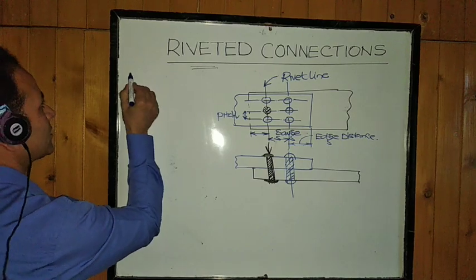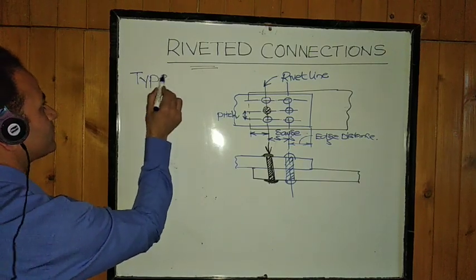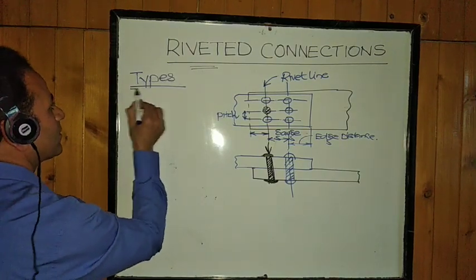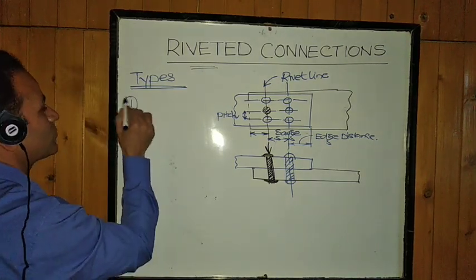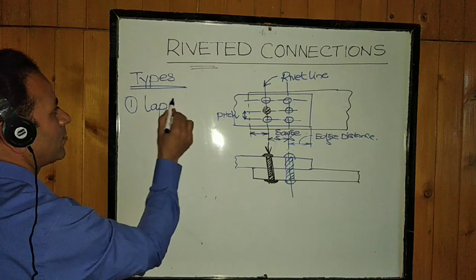So after this we come to the types. We have types of riveted joint. We have two basic types of rivet joint. One is the lap joint.